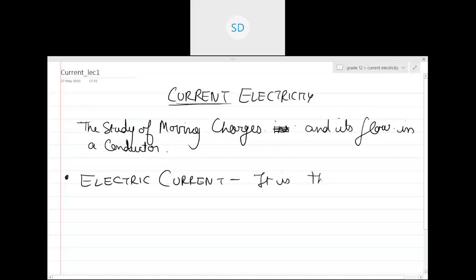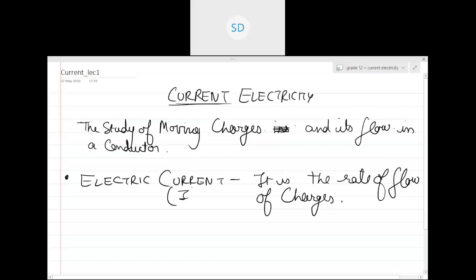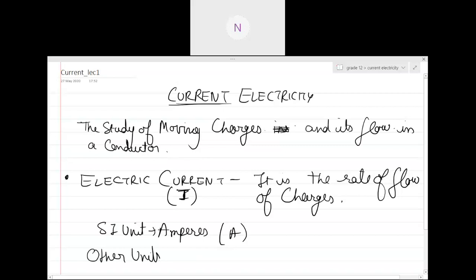It is the rate of flow of charges. Please remember what electric current is. What is the SI unit? Amperes. But generally ampere is too big, so we use smaller units such as milliampere, microampere. Are you getting my point?